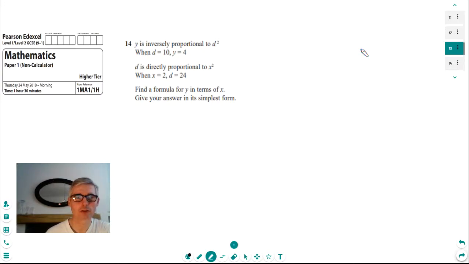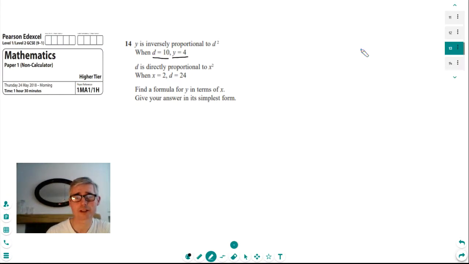I'm going to continue going through the Edexcel Higher Tier Paper 1 from 2018, and we're up to question 14 at the moment, and this is a question on proportionality. So it says here that y is inversely proportional to d squared, and we're given a boundary condition that d is equal to 10 when y is equal to 4.